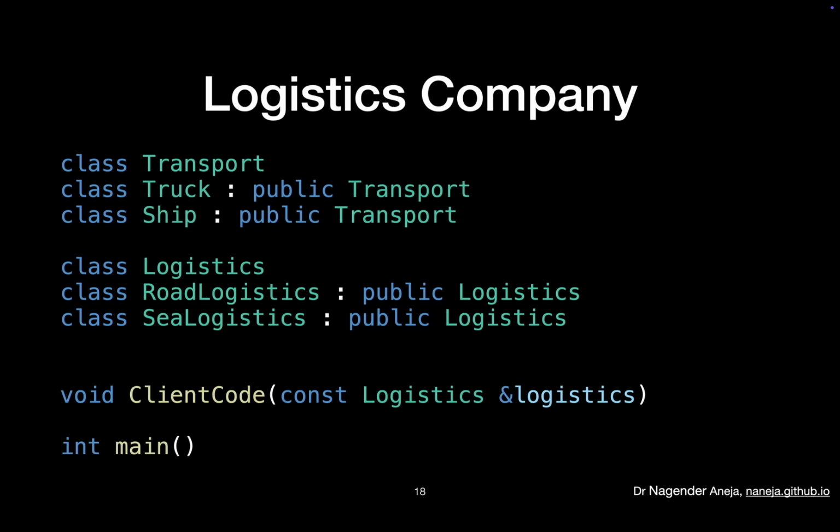Now next is the creator. So this is the creator, logistics. Then we say concrete creators, which is the road logistics, a subclass of logistics. And then we have the sea logistics, a subclass of logistics. Then we have the client code, and this client code will be a subclass of logistics. And then we have the main.